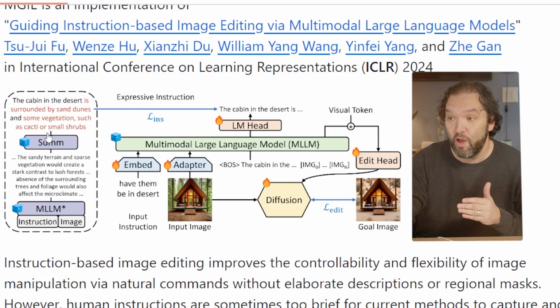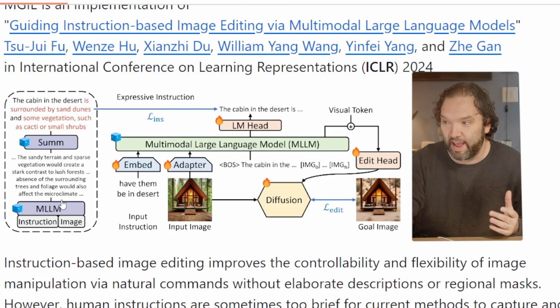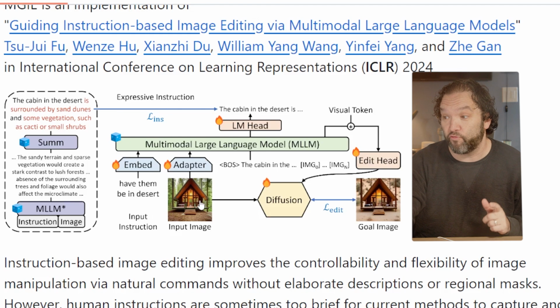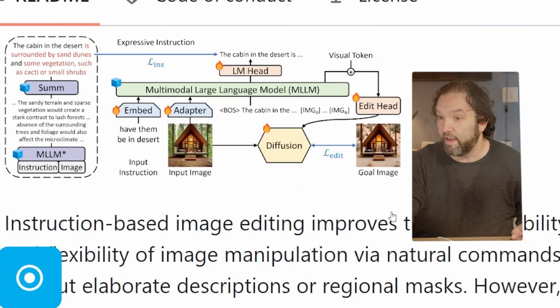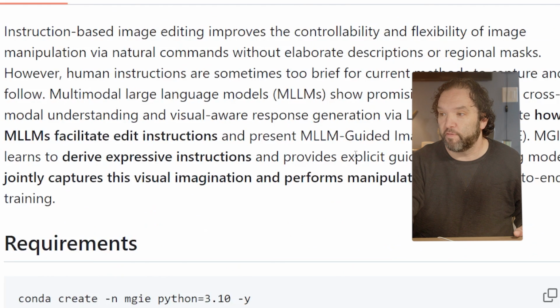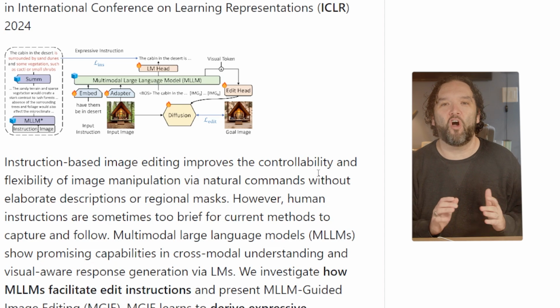such as cacti or small shrubs in the summary, and it talks about the MLLM instruction. The sandy terrain and sparse vegetation would create a stark contrast to the lush forest. So it's kind of saying, I understand what you're talking about, and then you input the instruction, and from there it goes through its process and puts it in the goal image, which you can see right here. It's that house in a desert, right? So that is kind of what it is talking about.